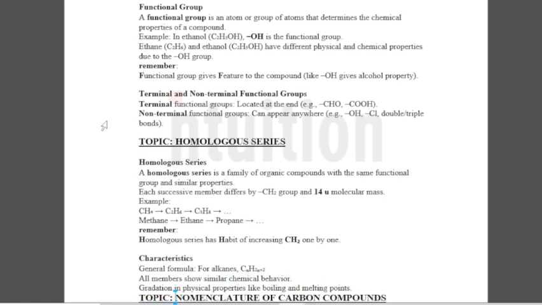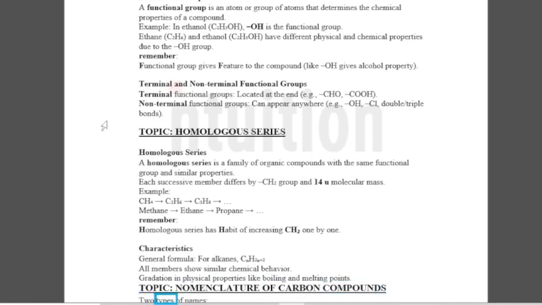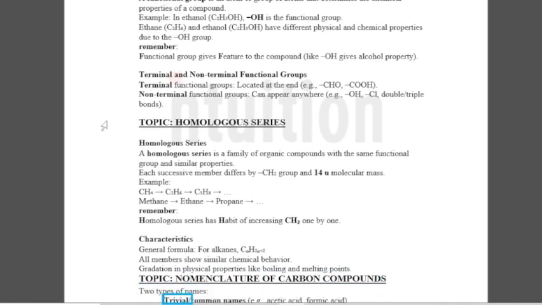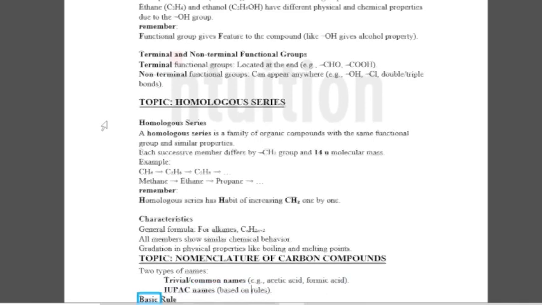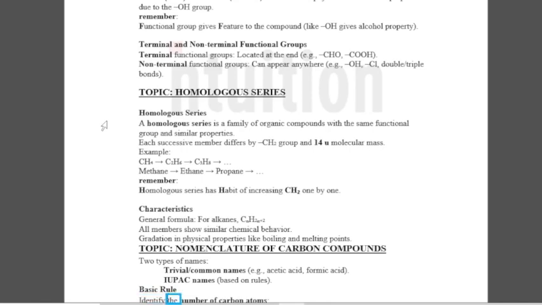Topic: Nomenclature of carbon compounds. Two types of names: trivial common names, e.g., acetic acid, formic acid, and IUPAC names, based on rules. Basic rule: identify the number of carbon atoms.